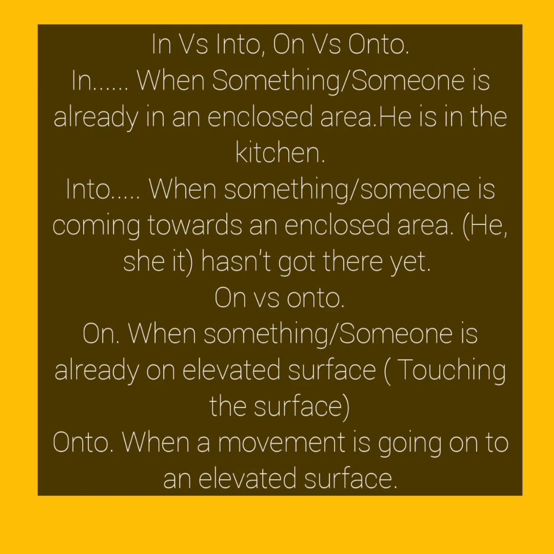So the main difference is: in, already in an enclosed area; into, when a movement is going on towards an enclosed area; and on, when a person is already present on an elevated area; and onto, when something or someone is doing movement and there is a movement going on towards an elevated place or elevated area.